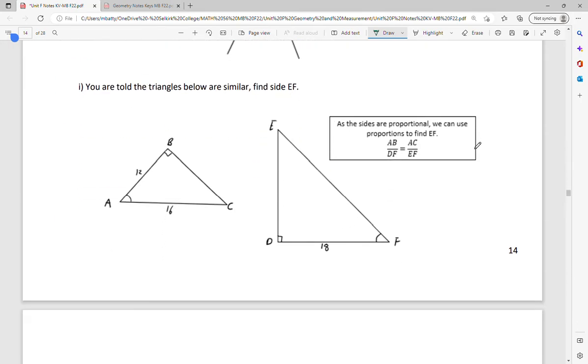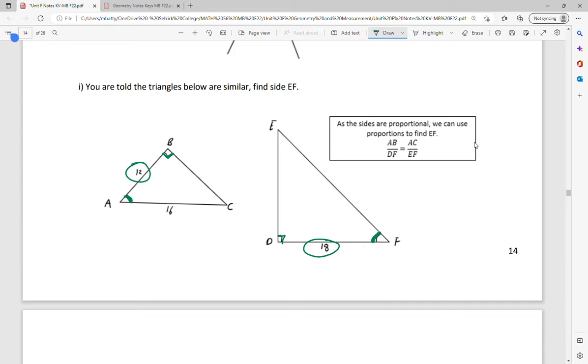So we're told the triangles below are similar, and if we are told that they're similar, this is the first time that we're going to be able to do something with that. So we have an angle and an angle, those are the same. We have an 18 between that angle and the right angle, and we have a 12 between that angle and the right angle. So what we've got going on here should be similar triangles.